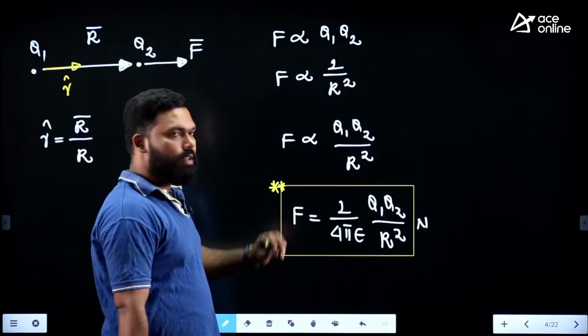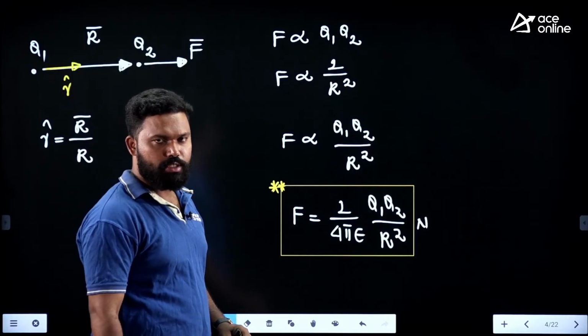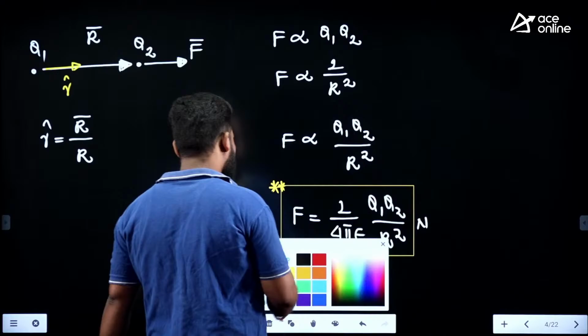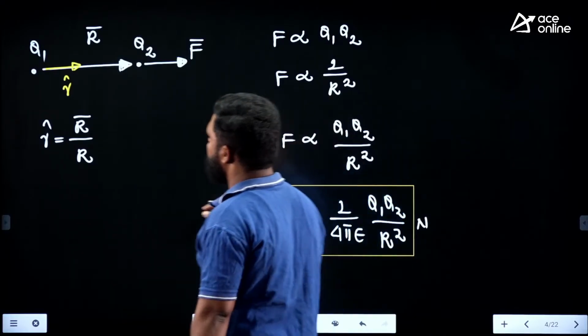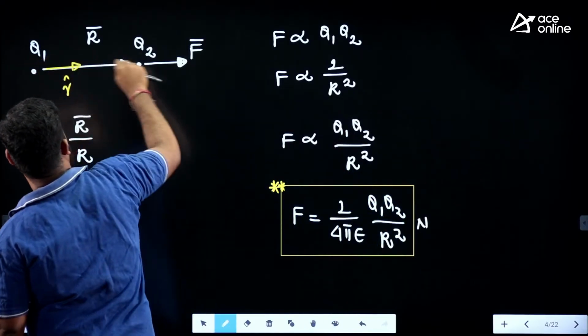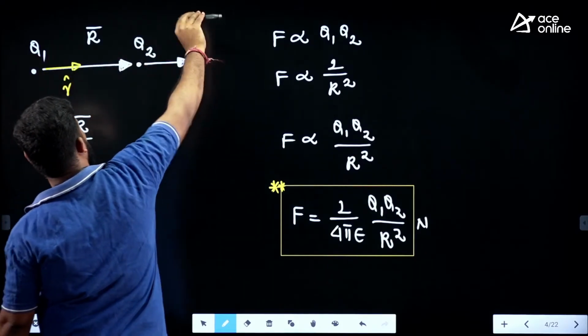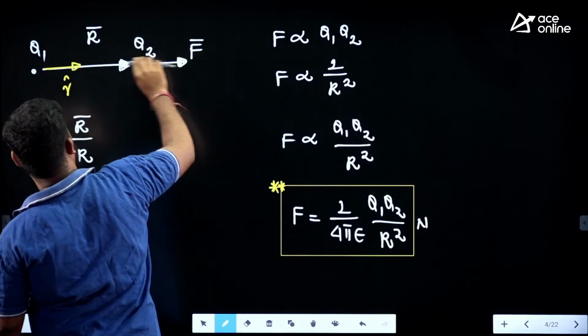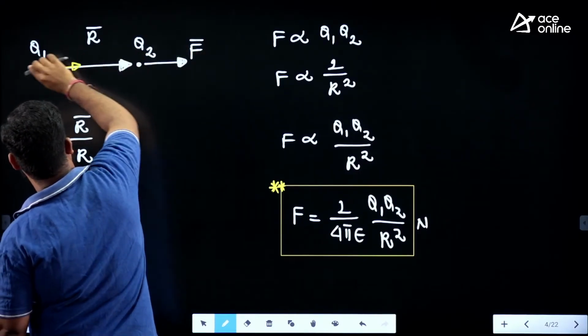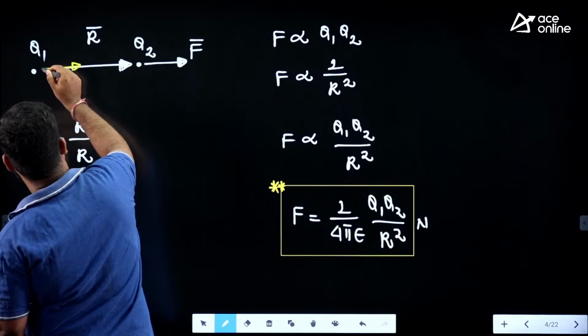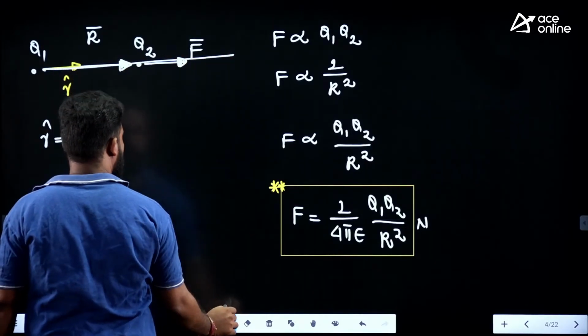Fine. I want to write this in the vector form. Mostly questions cannot be expected on that, but I will write it here. So what is the force direction? The force direction is along the line. If I want to find out the force here, what is the direction? Is it like this or like this or like this? It would be like this. Line joining 2 points. This is the force direction.